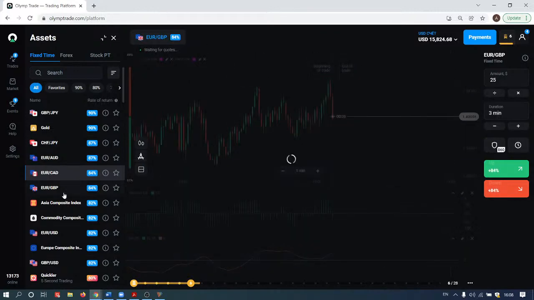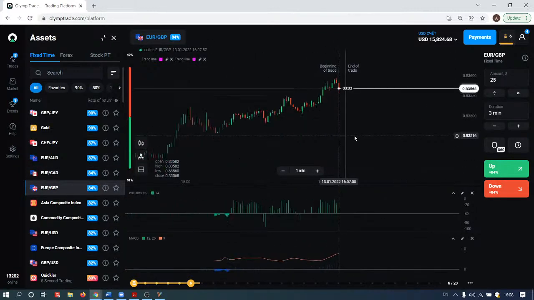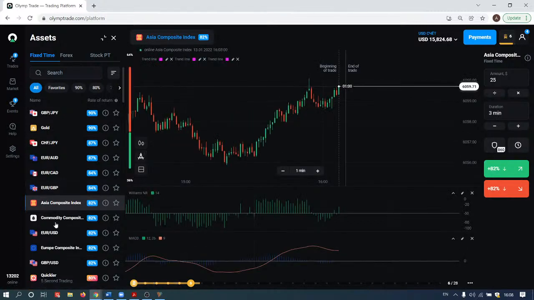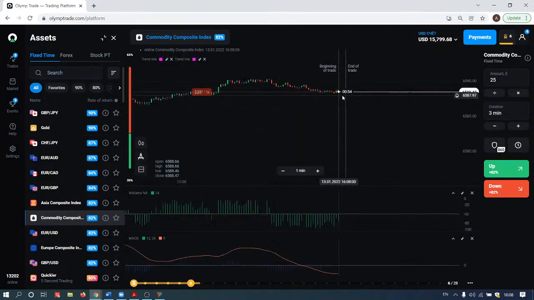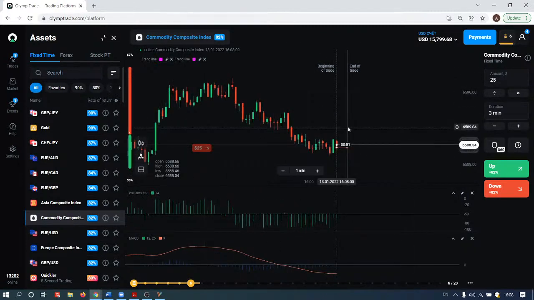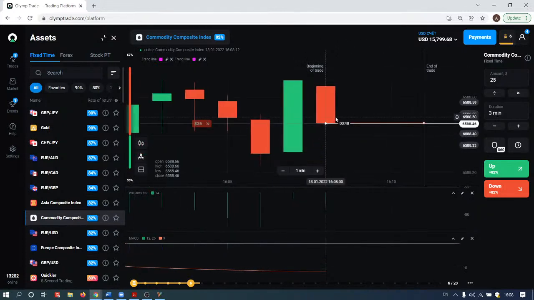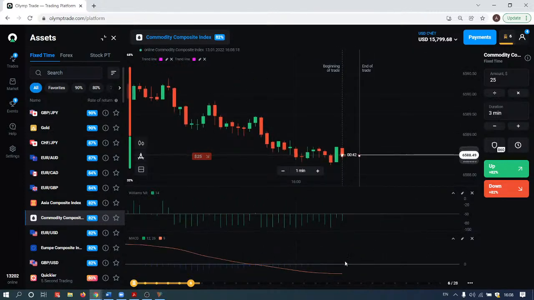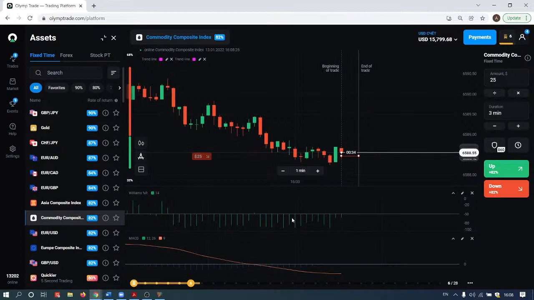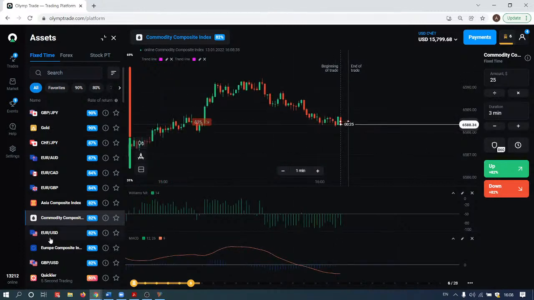Something relatively fresh. Okay, so let us go ahead and start with the Commodity Composite Index, and here we can see that they both point in the downwards direction. So the Williams %R together with the MACD indicator, they both point in the downwards direction. We have the histogram, which is under the midline, and also the MACD indicator is under the midline. So they both point in the downwards direction.